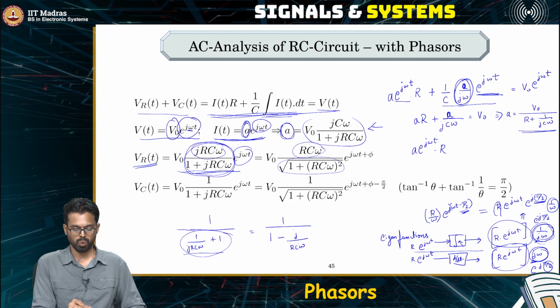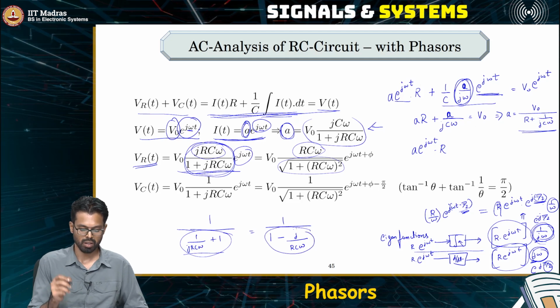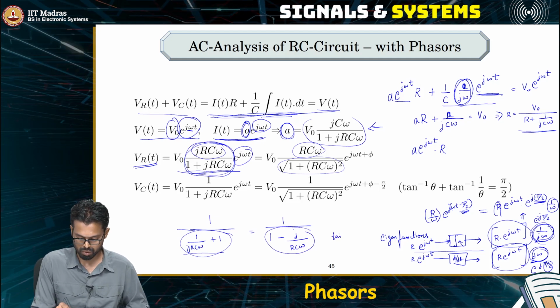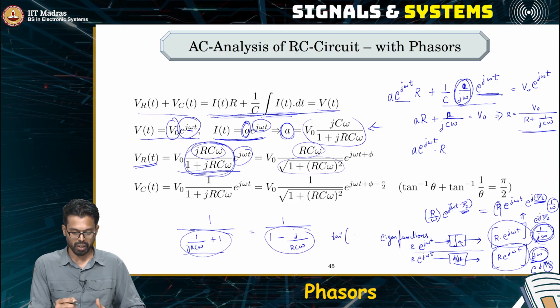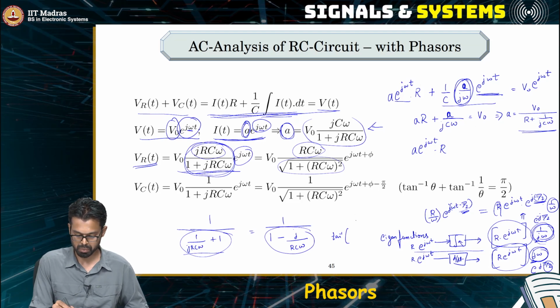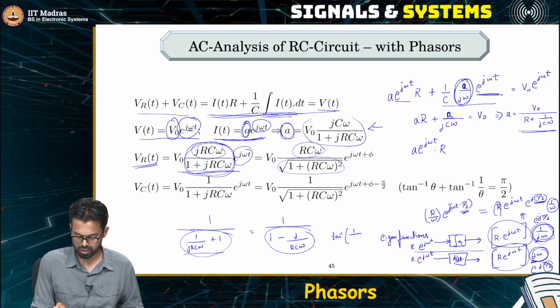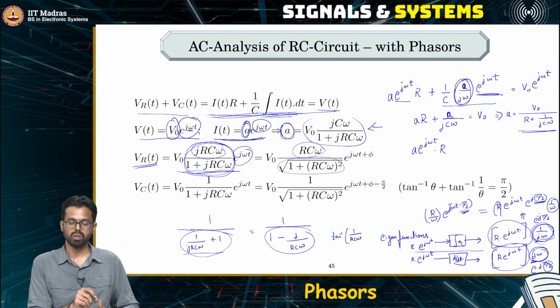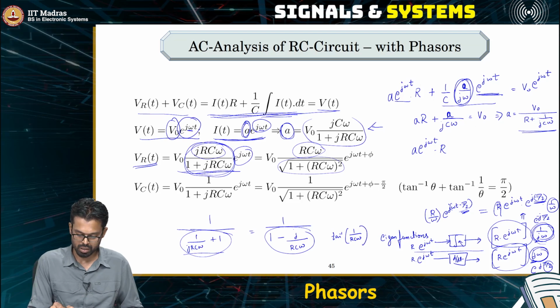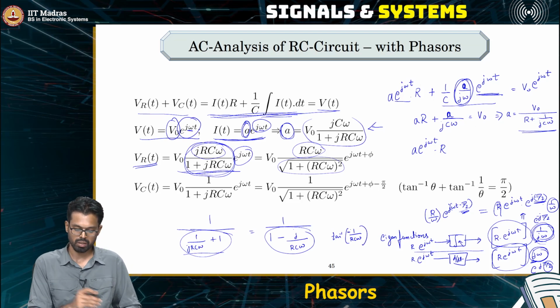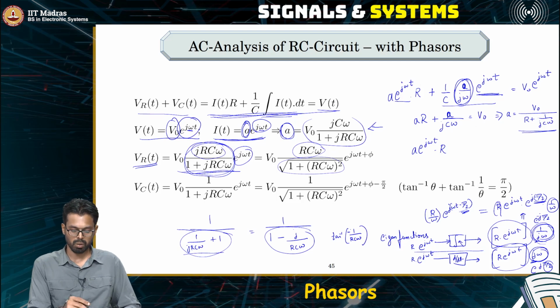Okay, so what is the phase here? So tan inverse of b by a. So what is the tan inverse b by a? So this is b. What is b? It is the imaginary part. The real part is just 1. So this is the phase for the denominator.